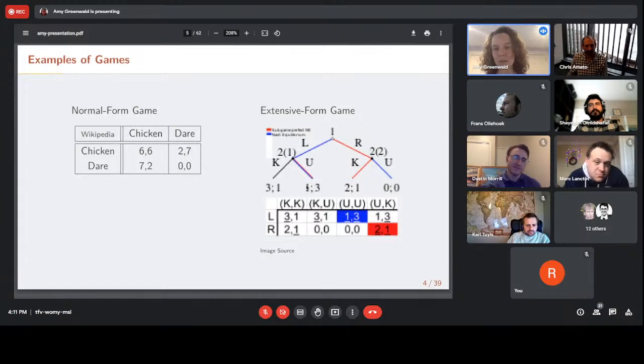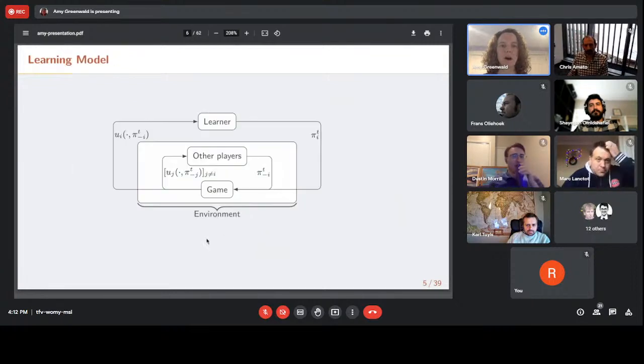That's an expensive operation. You can kind of see that in this picture, which is that there are 4 pairs of payoffs listed here, and there are 8 listed in the normal form representation. So we prefer to work with extensive form games as trees and not to think about them as normal form games. Okay, great. All right, so here is our learning model.